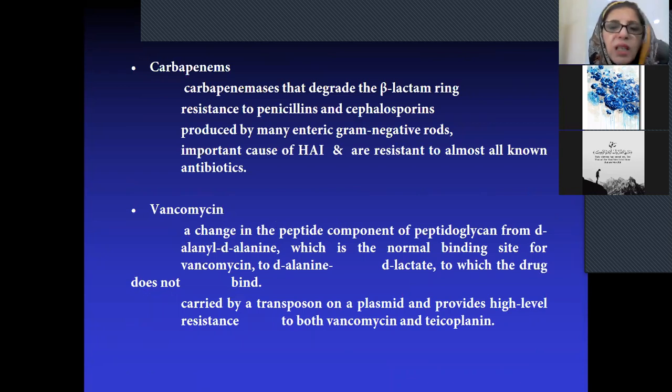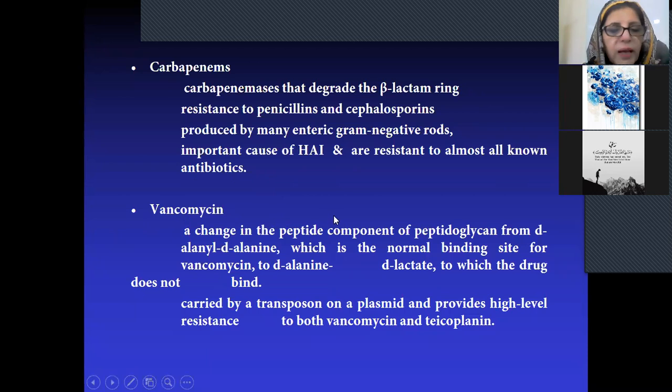Carbapenems are going to be degraded by the carbapenemases. These enzymes degrade the beta-lactam ring, again developing resistance to the penicillins and cephalosporins. They are also produced by the gram-negative rods, and in most of these cases they occur in the hospital environment, and they are resistant to almost all of the known antibiotics.